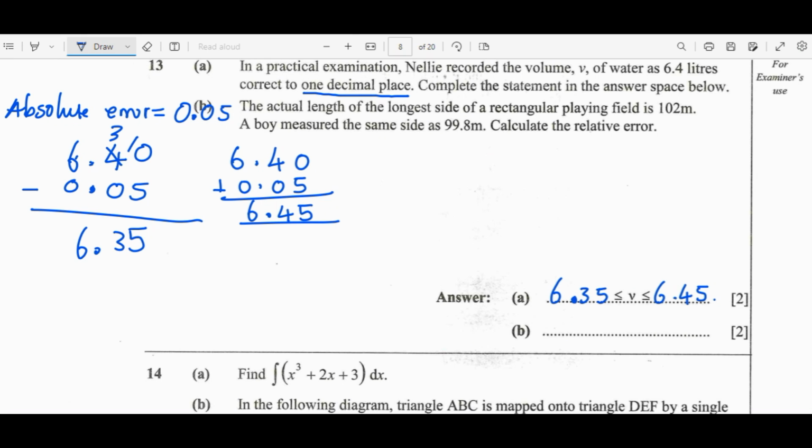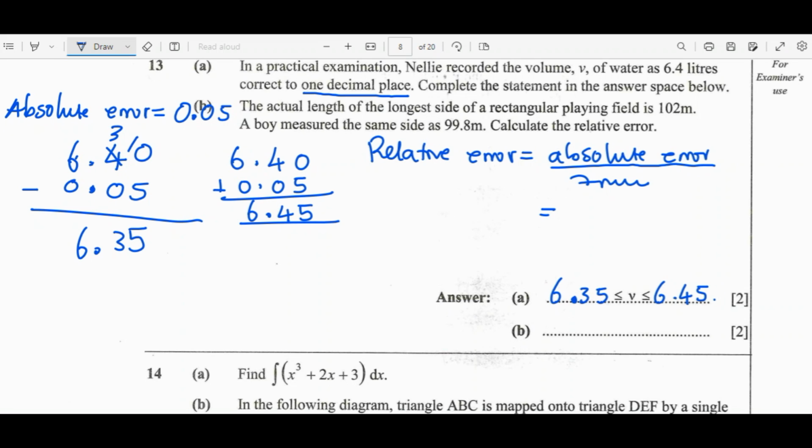Then for question B, the actual length of the longest side of the rectangular playing field is 102 meters. A boy measured the same side as 99.8 meters. Calculate the relative error. So relative error is equal to absolute error over true value. Now we are not going to use 0.05 as our absolute error. Since we have the recorded and the true value, we can find the absolute error.